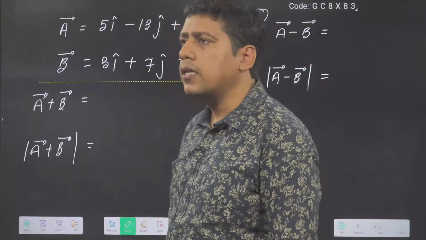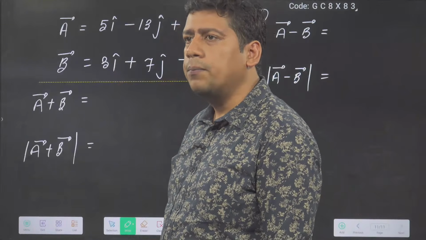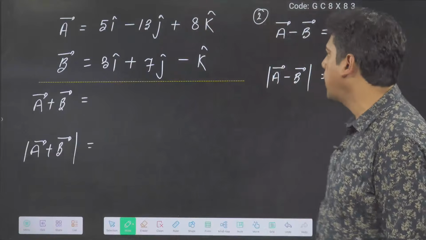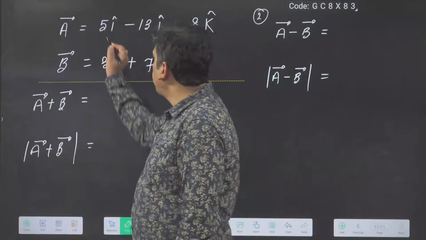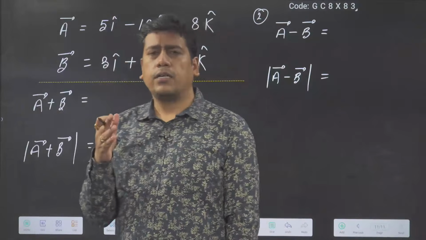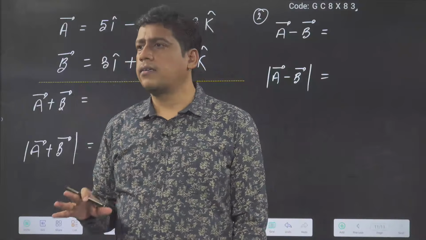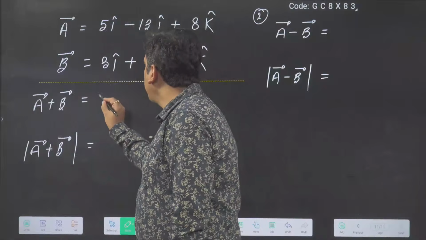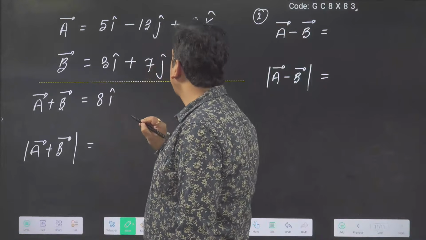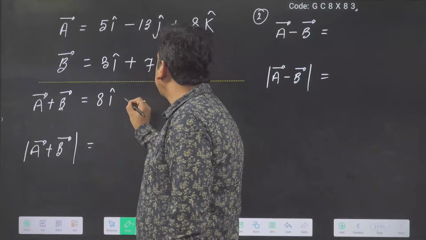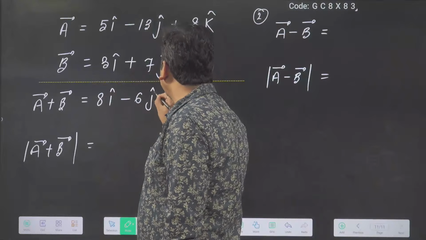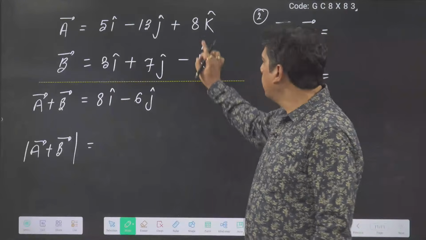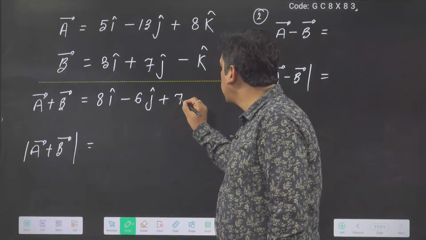Okay, a lot of answers are there. 8I minus 6J plus 7K. It is correct. A plus B is correct. Very simple question. Simply add I with I, J with J, and K with K. 5 and 3 will become 8 I cap. Minus 13 plus 7 will be minus 6 J cap. Here nothing is there, we will consider it minus 1. So 8 minus 1 is plus 7 K cap.